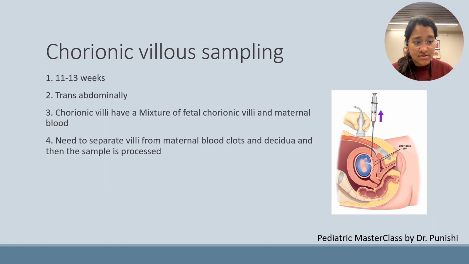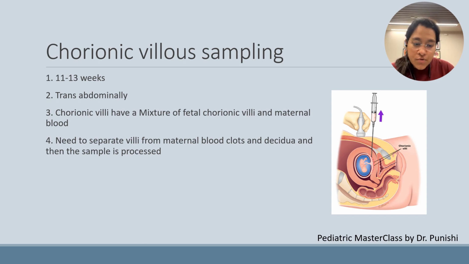So what is CVS? Chorionic villus sampling is an invasive procedure which is usually done between 11 to 13 weeks of gestation. You never do a CVS less than 10 weeks because the rate of complications less than 10 weeks of gestation is very high. A CVS is always done transabdominally. Earlier, it also used to be done transvaginally, but the rate of complications with that procedure was very high. So, if you look at this diagram, it's done along with ultrasound guidance.